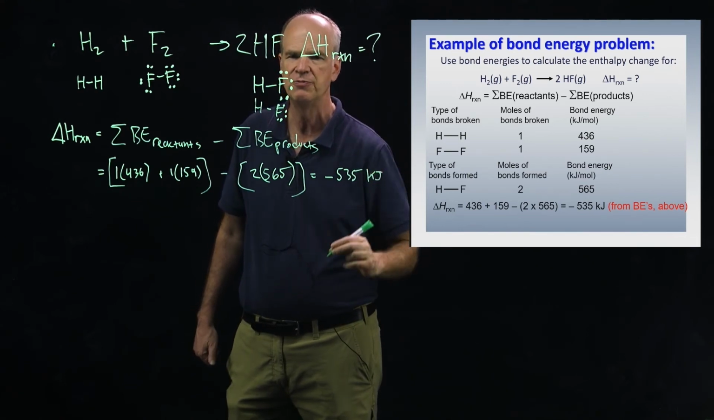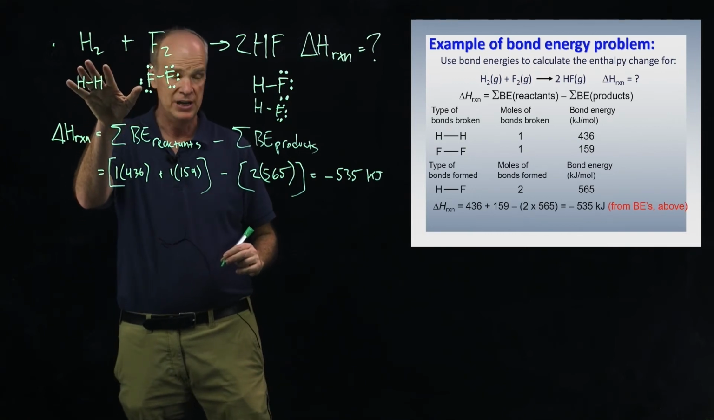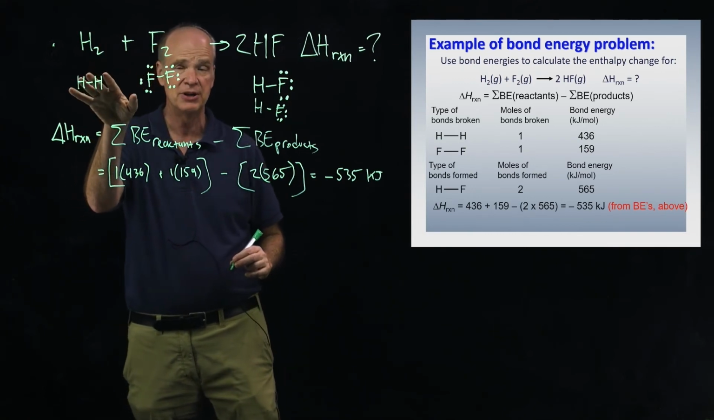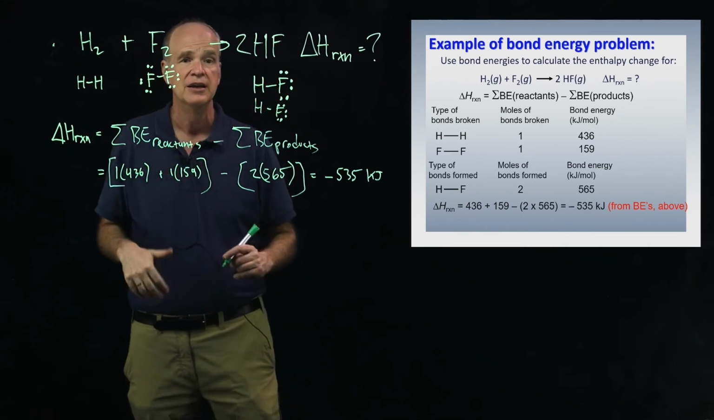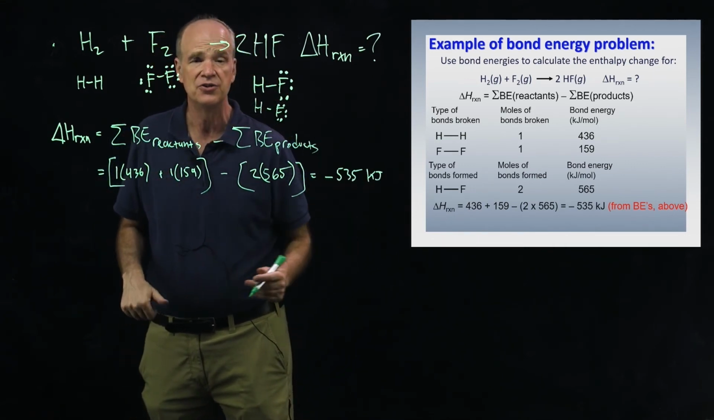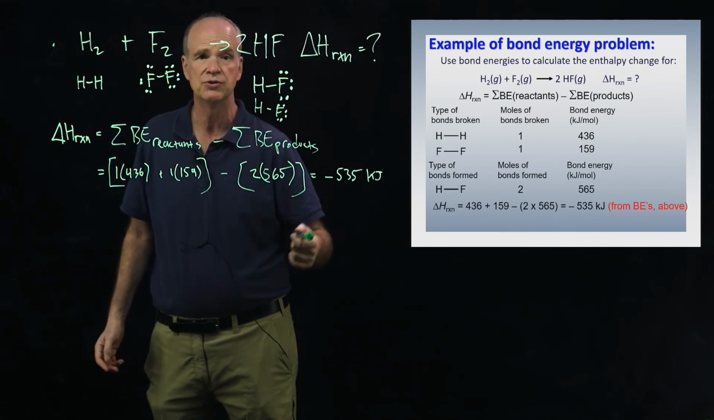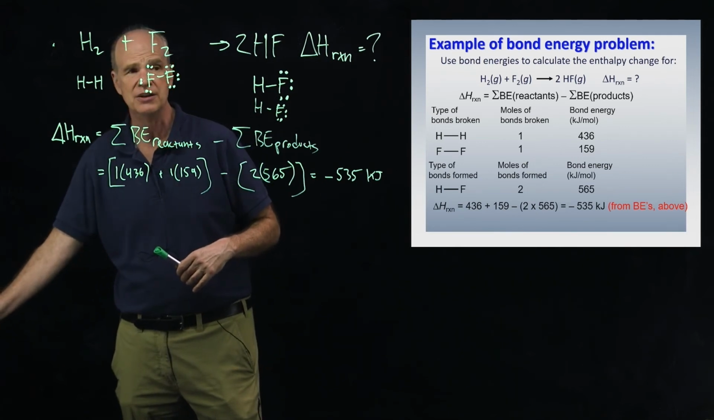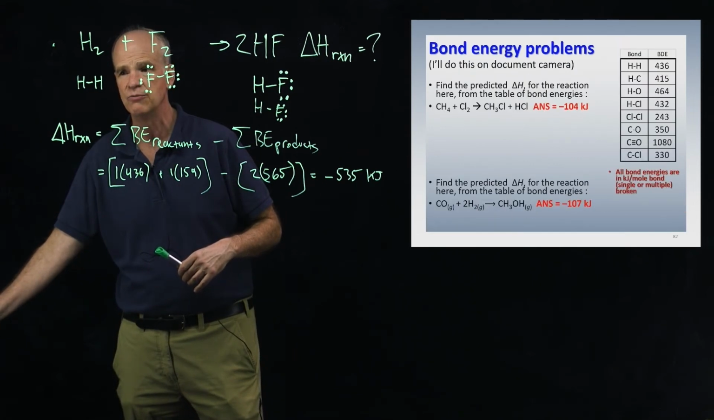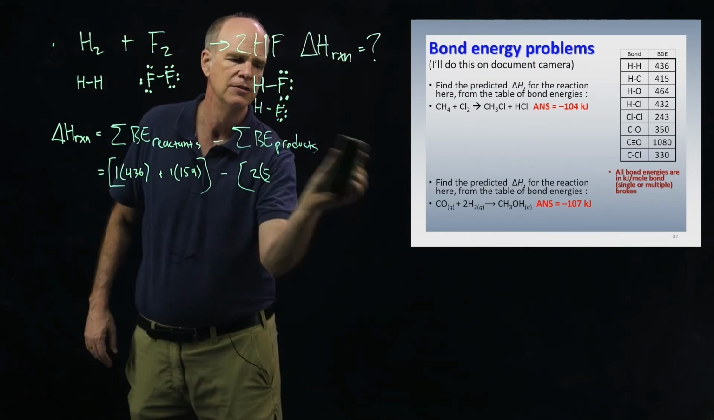And so what does this mean? What this means is that when you have the reaction of diatomic hydrogen reacting with diatomic fluorine to produce 2 hydrogen fluoride, it's a negative value, so it's a very exothermic reaction, and it has 535 kilojoules. Okay, so what I'm going to do now is a more complicated one. So I'm going to do the first one here on the top of the screen.